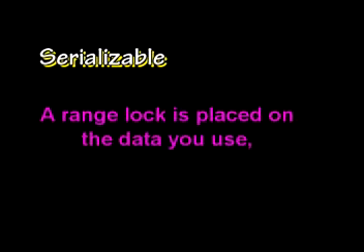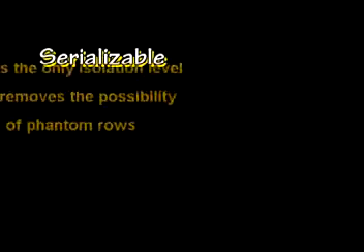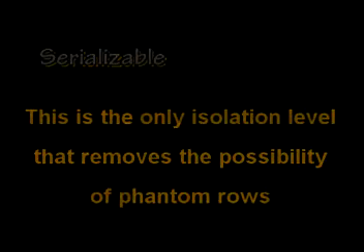Serializable. A serializable transaction is fully isolated from other transactions. A range lock is placed on the data you use, thereby preventing other users from updating or inserting rows that would fall in that range. This is the only isolation level that removes the possibility of phantom rows.